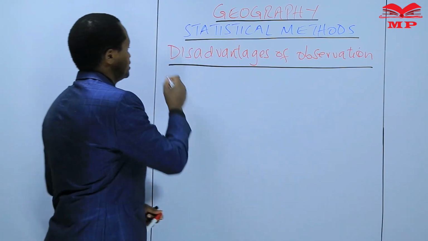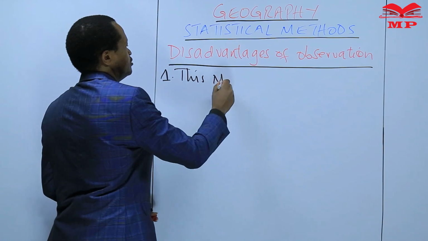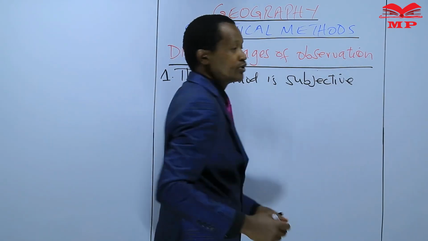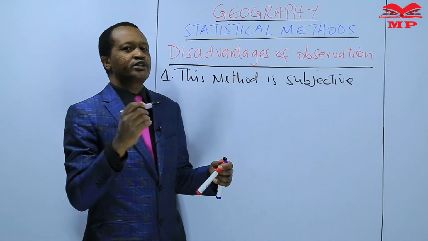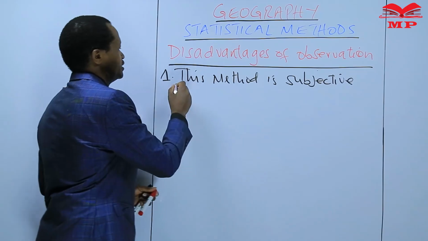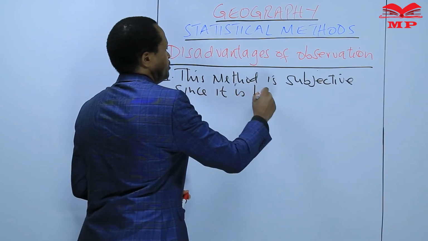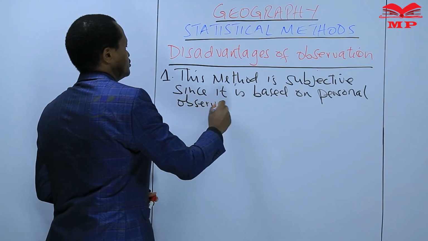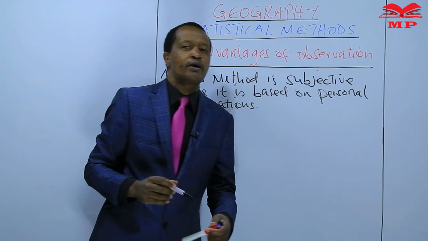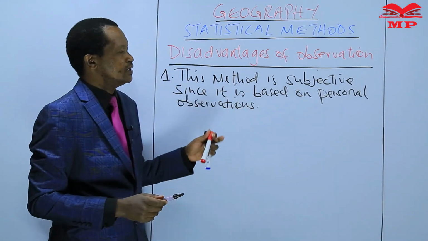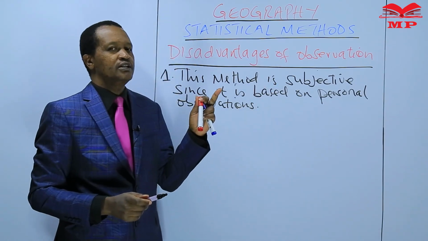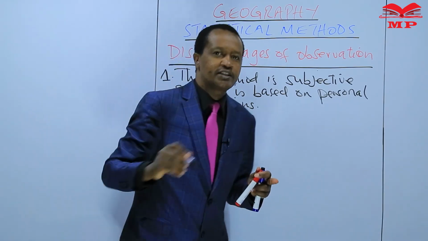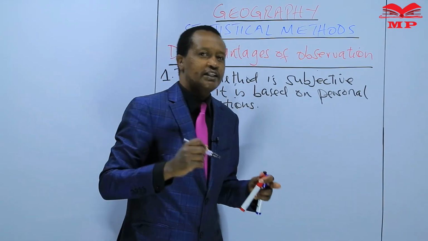Number one, learners, is that this method is subjective. This method is subjective since it is based on personal observations. Learners, by subjective, we mean that the observer may be biased. He or she may be biased and hence may not record observations correctly.